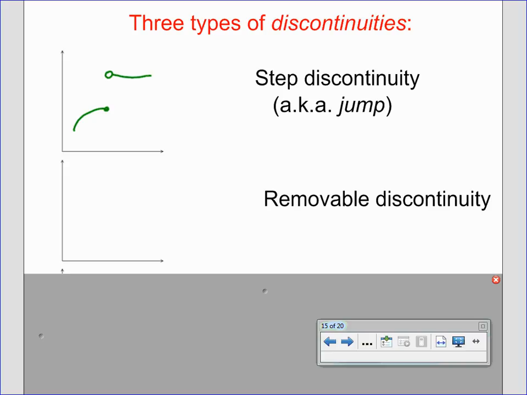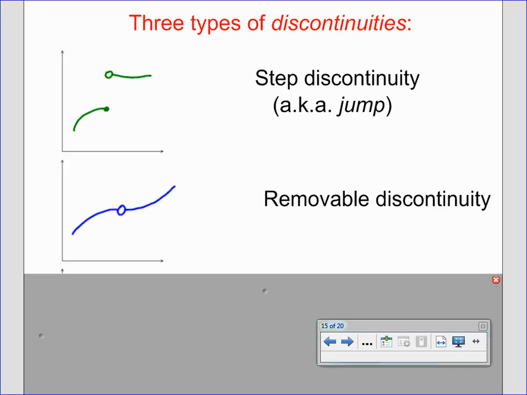And so this is when the overall limit exists, but the overall limit doesn't equal the function value at x equals c. So a picture of that can look like this. Right? The overall limit exists as x approaches c. In other words, the left-hand limit matches the right-hand limit. But what's the problem here? Well, the function value in this case doesn't exist, so it doesn't equal.